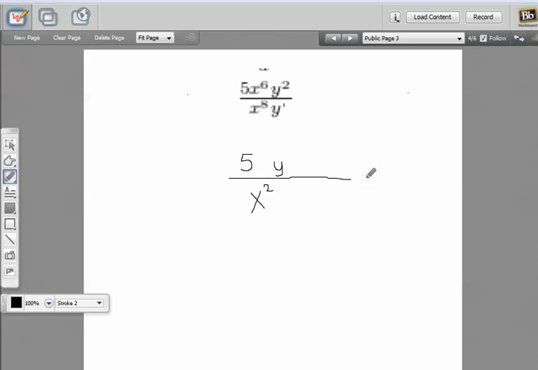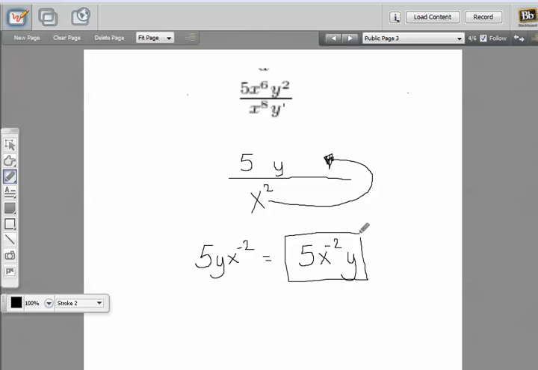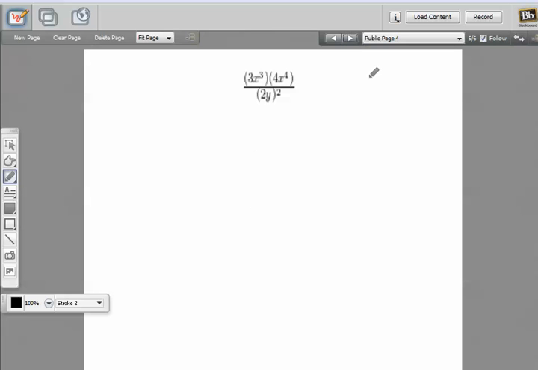If there's no fractions in my answer, technically I'm going to have to rewrite this so that x squared is in the numerator. But if I'm changing that location, I've got to make the exponent opposite of what it was. So because it was positive in the denominator, it's going to be negative in the numerator. So I am going to have 5x to the negative 2 power times y, because there are not any fractions present in that answer. For my next one here, I'm going to go ahead and simplify this first.